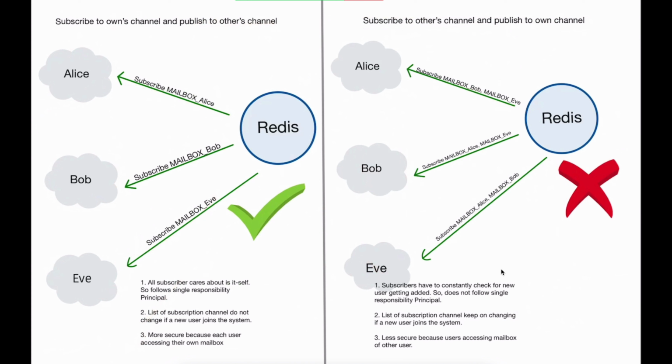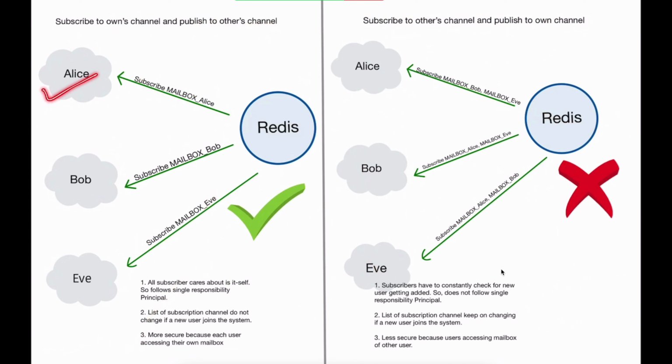So not coupled. The second is that the list of the subscriptions does not change. That is, this person is subscribed to her own channel, whereas here the list will change, and it's very hard to change such a list. Think in terms of the scale of what the chatting application can become. Would you really have a long list of subscriptions? No, not really. It's not possible. And the third is that this one is more secure.